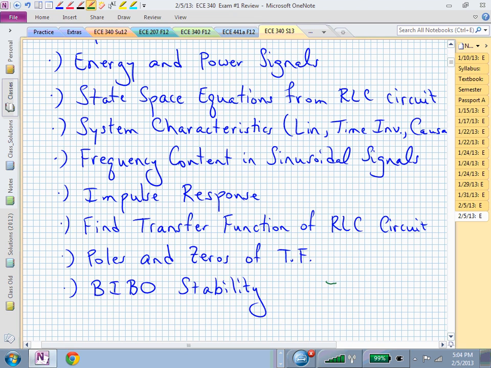Can you find a transfer function given an RLC circuit? From that, can you identify poles and zeros? And obviously then in that transfer function, the poles determine whether or not your system is bounded input, bounded output stable.